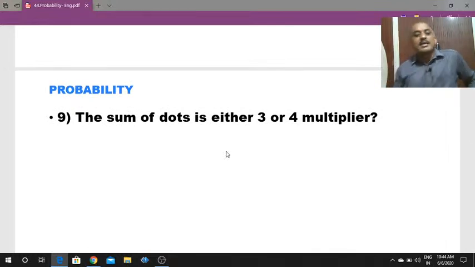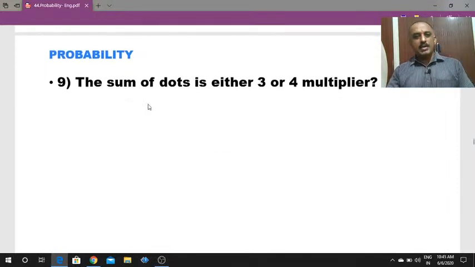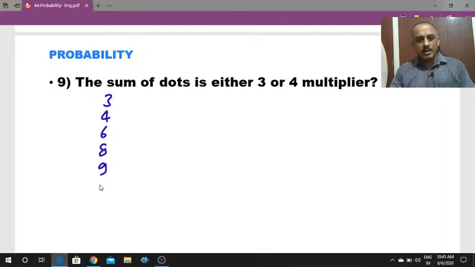Now the next one is, the sum of dots is either a multiple of 3 or 4. 3, 4, 6, 8, 9, 12. 12 is a multiple of both 3 and 4, so don't repeat it, write it only one time.